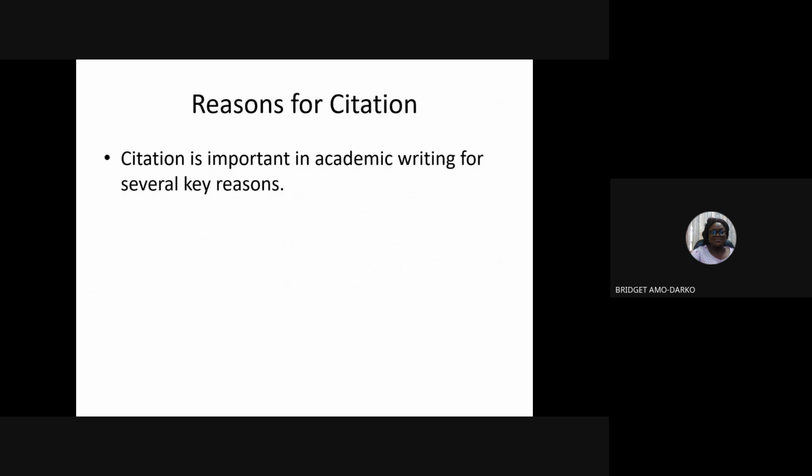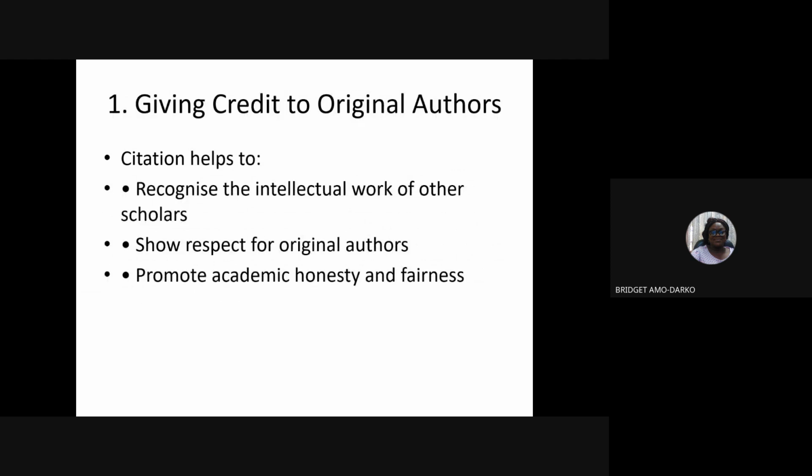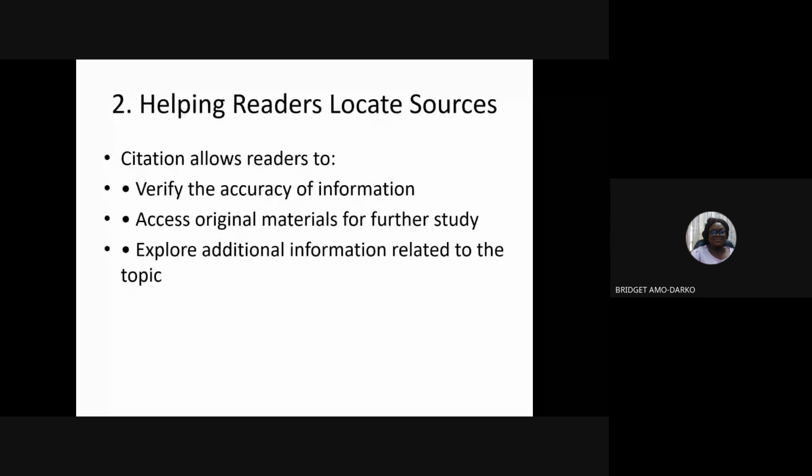Citation is important in academic writing for several key reasons. One, giving credit to original authors. Citations help to recognize the intellectual work of other scholars. It shows respect for original authors. It also promotes academic honesty and fairness.